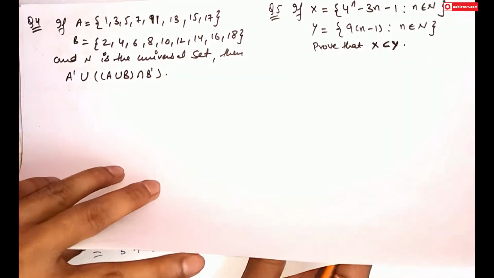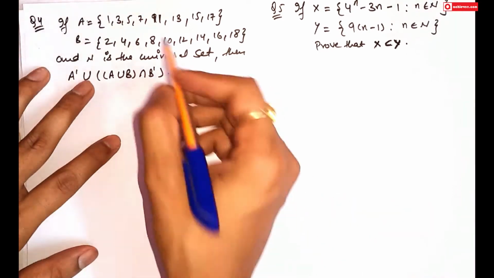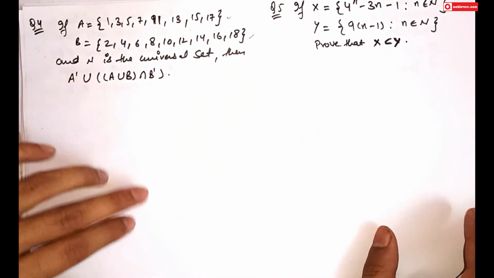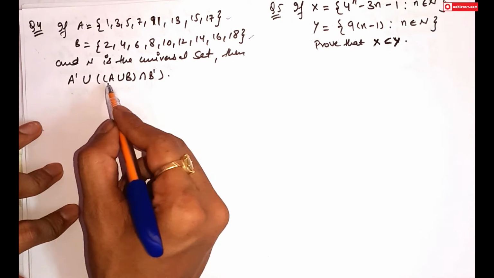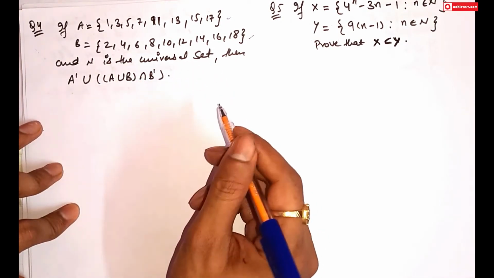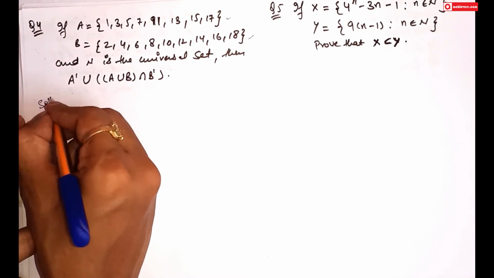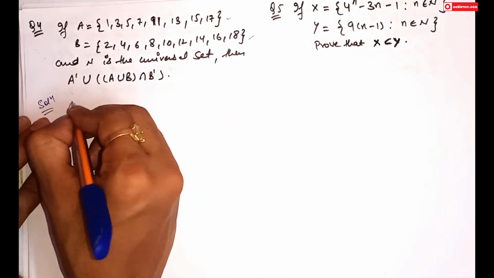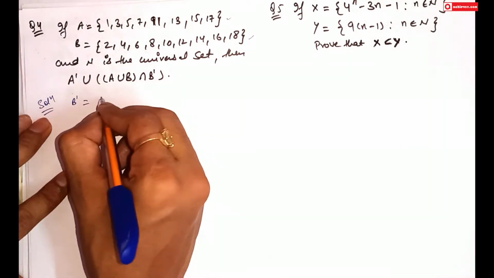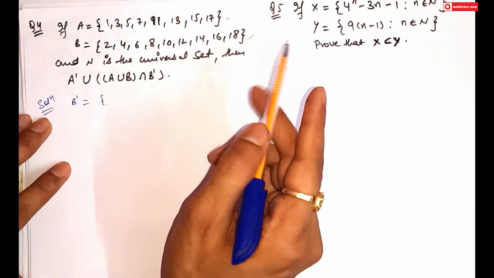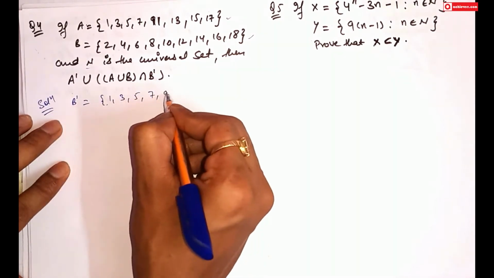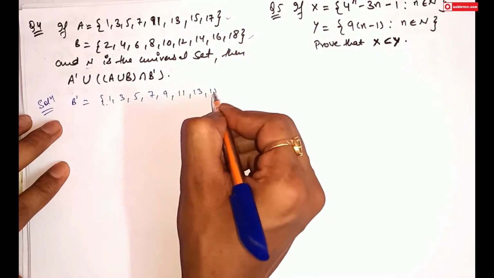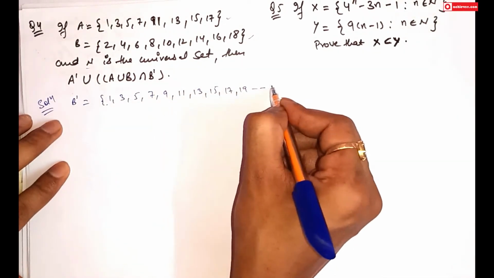Now let's move on to the next question. If A is this set and B is this one, and N is the universal set, that is the natural numbers, then what is A complement union A union B intersection B complement? So for this question, let's start by finding B complement. What is B complement? B complement will not contain any of these quantities. Because the universal set is N, it will contain 1, 3, 5, 7, 9, 11, 13, 15, 17, 19 up to infinity.